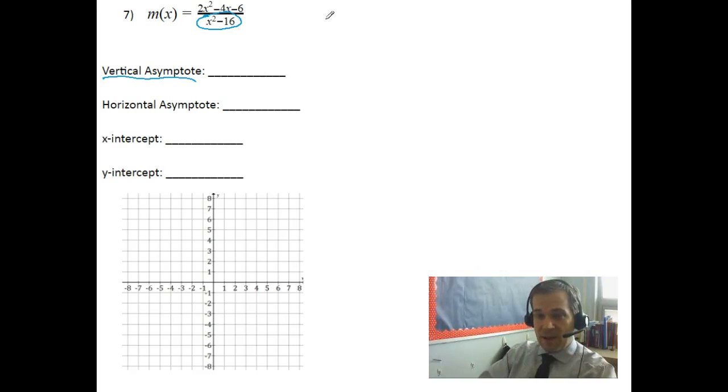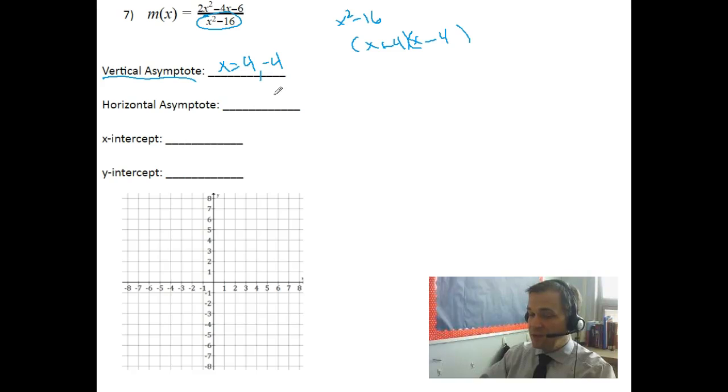If I can't solve this in my head, I do notice it's a difference of perfect squares. That's x squared minus 16. This is going to factor down into x and 4 and x and 4, plus and minus. So the two VAs will be at x equals 4 and x equals negative 4. You do need to have the x equals to get full credit.